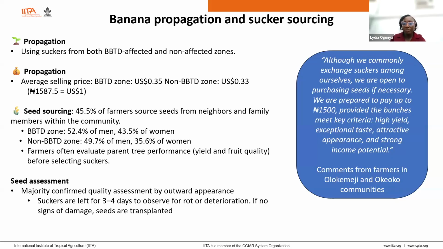And while we discussed with the farmers, especially those who buy their planting material, farmers in Olokomeji and Okioko communities in the study area, they mentioned that although they commonly exchange suckers among themselves, they are willing to purchase seeds if necessary. And they are prepared to pay less than $1 provided the bunches meet the following criteria: high yield, exceptional taste, if the planting material is attractive, and if it has a high income potential.